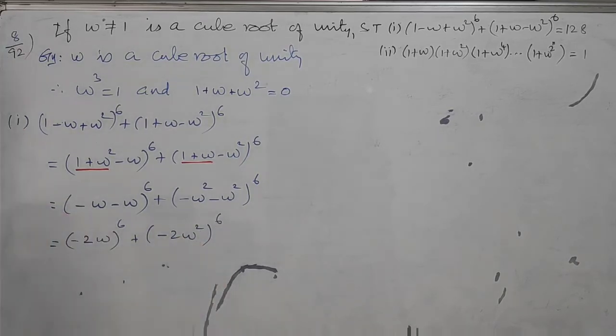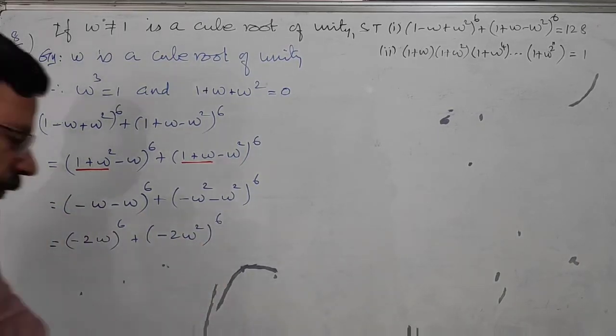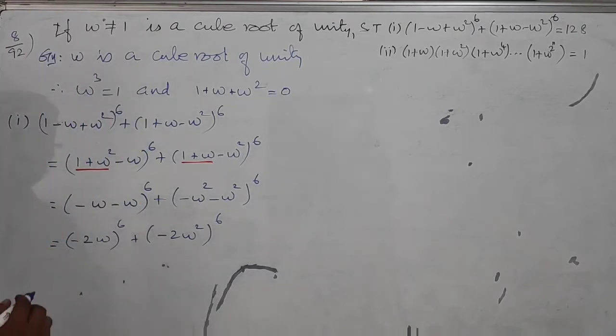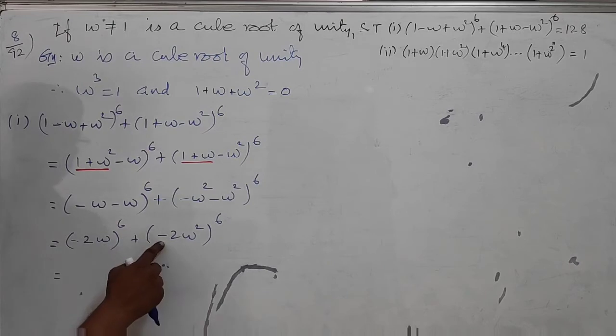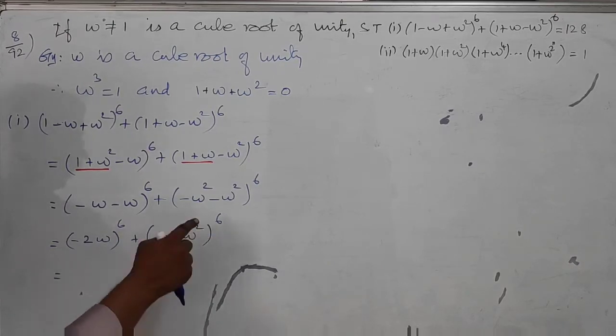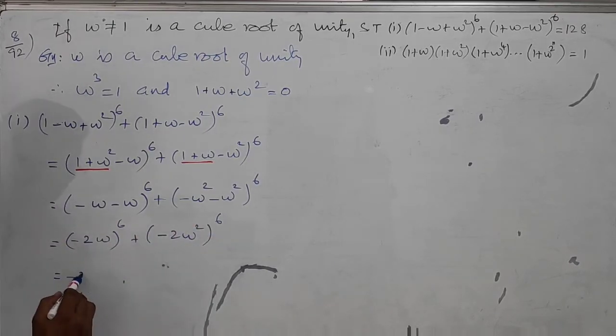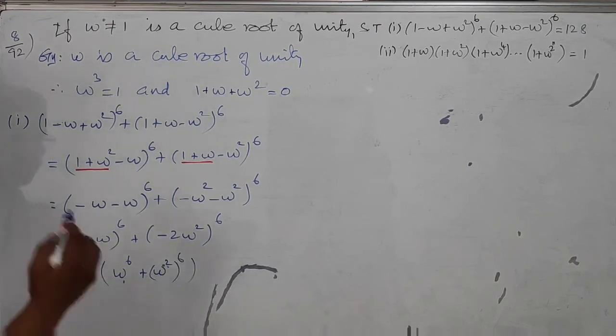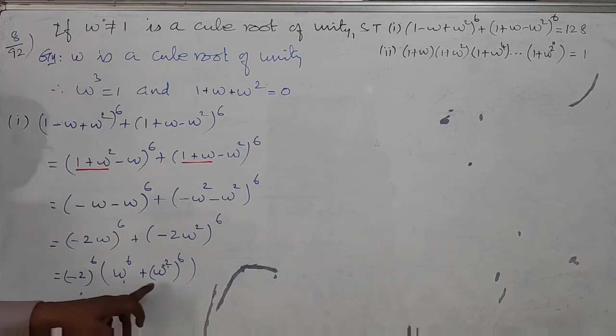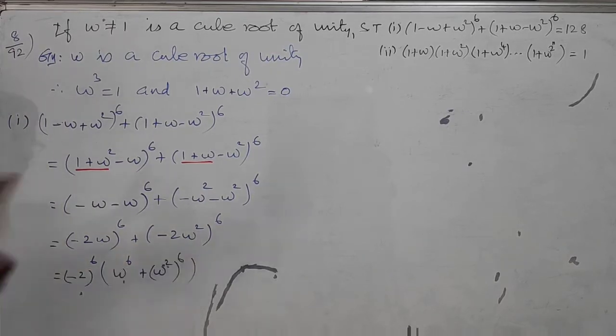Now after that you can rewrite this as (minus 2) power 6 in both the cases. We have to take it outside. Minus 2 power 6 you can take it outside. Then inside we have omega power 6 plus omega square power 6. Okay, omega power 6 plus omega square power 6 you can write.